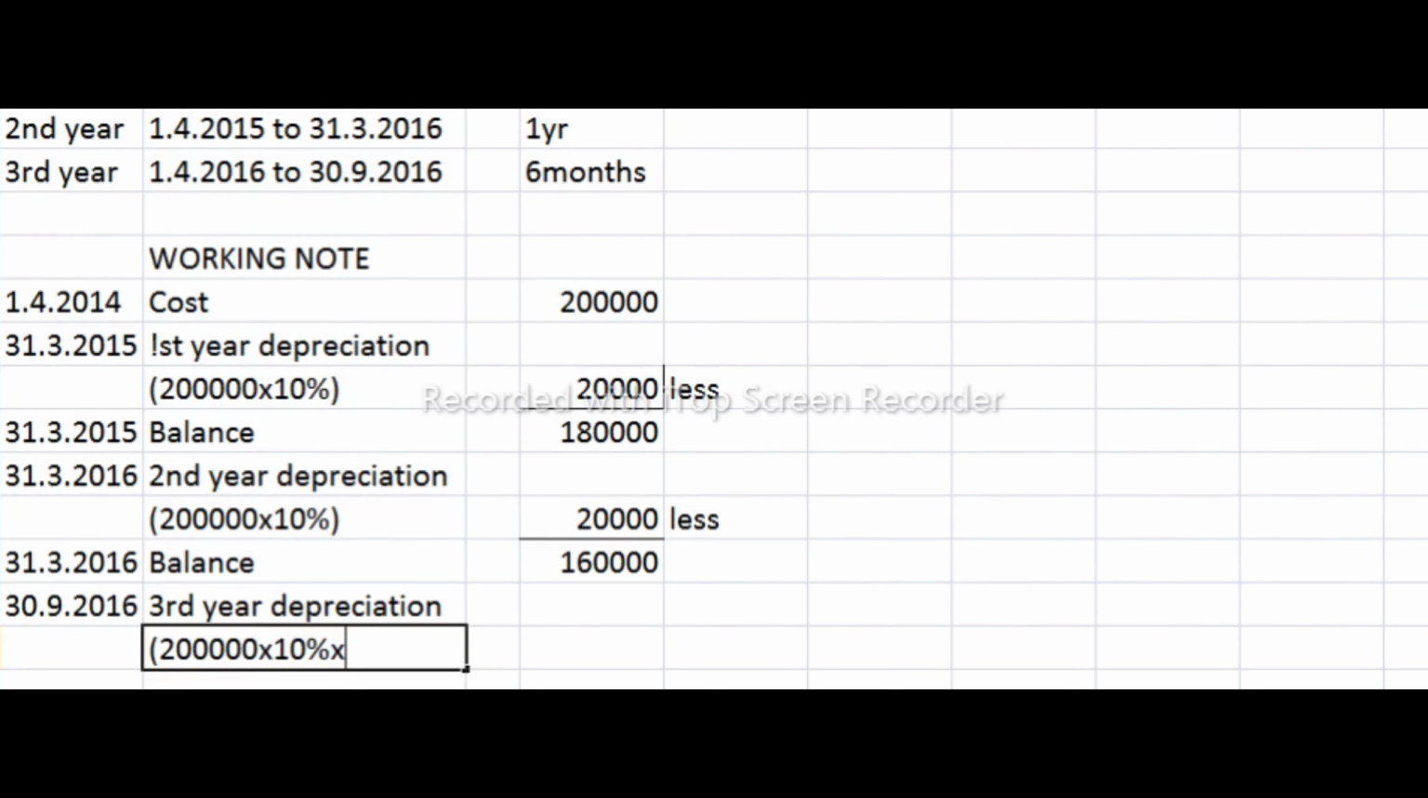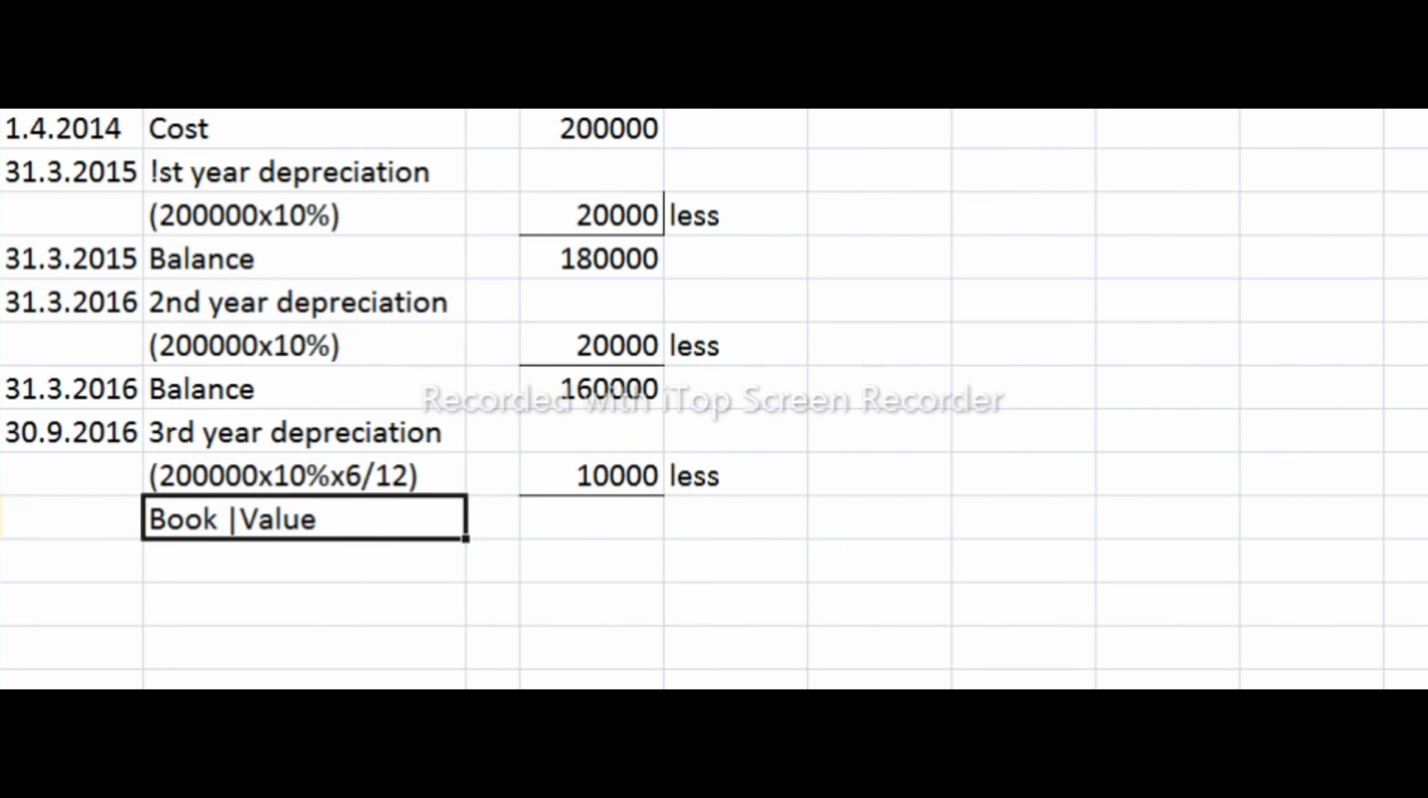So 2 lakh into 10%, we already know it is 20,000. So 6/12 is nothing but half. So if you take half of 20,000, 10,000 is going to be the answer. So this is a simple oral calculation for the final year depreciation. So put the 10,000 over there and subtract it. So when you subtract it, 1,60,000 minus 10,000, you'll get a book value of 1,50,000.